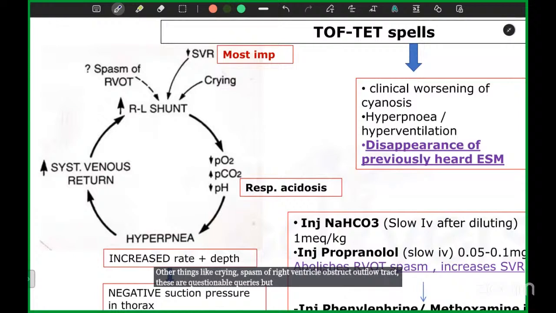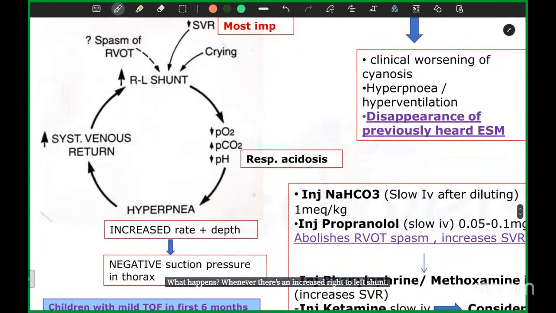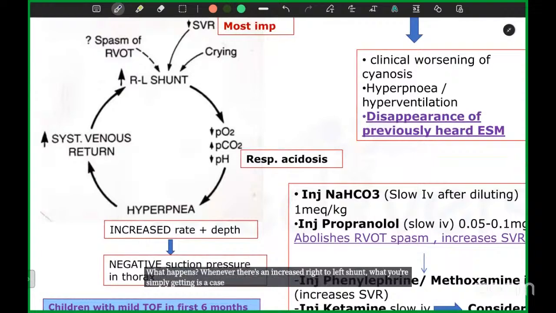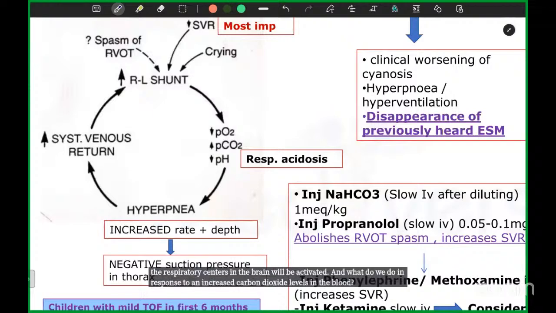But increase in SVR, if you're supposed to say one factor which will precipitate a TET spell, it is increased systemic vascular resistance. Whenever there is increased systemic vascular resistance, this will precipitate an increased right to left shunting, more cyanosis. What happens whenever there's an increased right to left shunt? You're going to get a case of acidosis. And whenever there is acidosis, a high PCO2, which is there in this patient, the respiratory centers in the brain will be activated. And what do we do in response to increased carbon dioxide levels in the blood? We try to wash out that CO2 by breathing faster.